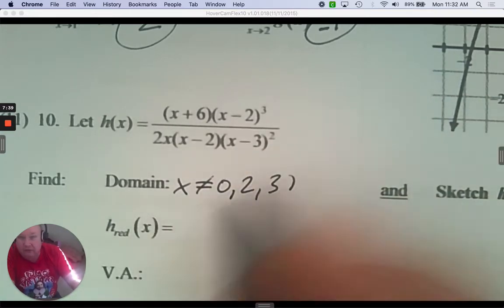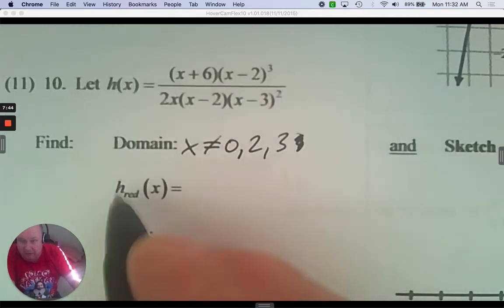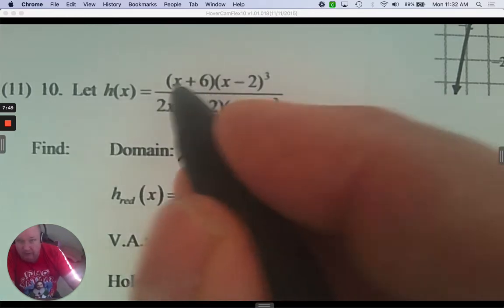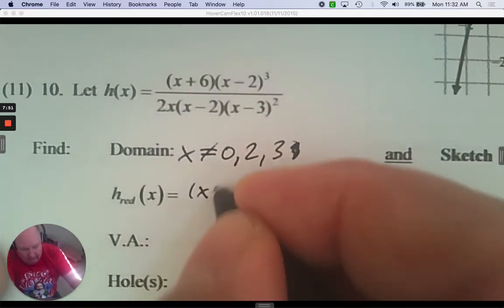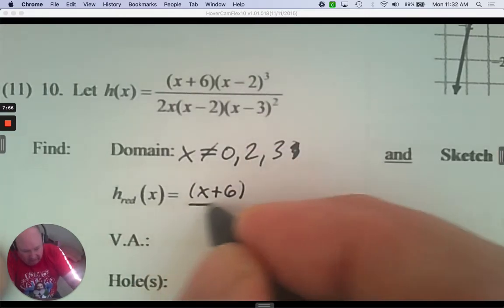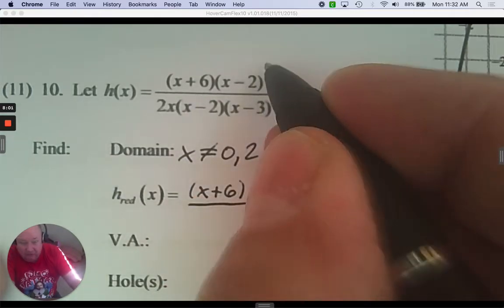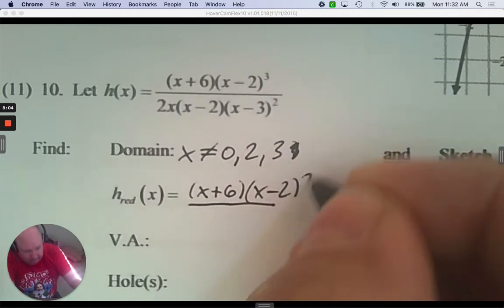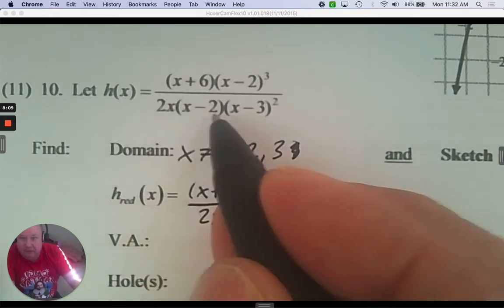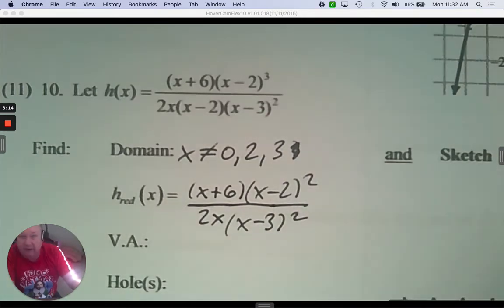Next, I'm going to reduce this down. This does not mean the color red. It means reduce. So are there any factors that can be removed? So x plus 6 cannot be removed. X subtract 2 removes the x subtract 2 in the denominator. So these simplify, and I have the exponent 2 after they simplify. In the denominator, 2x remains. X subtract 2 has been removed. And then we have x subtract 3 squared.